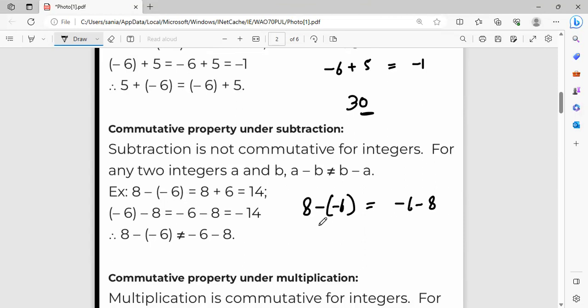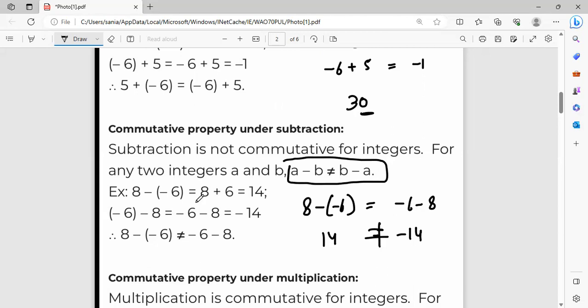8 minus, so it will be 14. And here it will be minus, minus, plus. It will be minus 14. So are they equal? No. So remember, the commutative property in subtraction doesn't give the right solution. So it doesn't apply in subtraction.